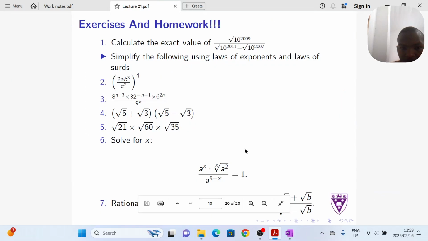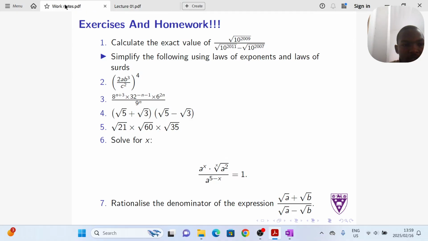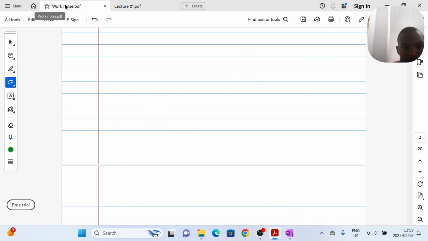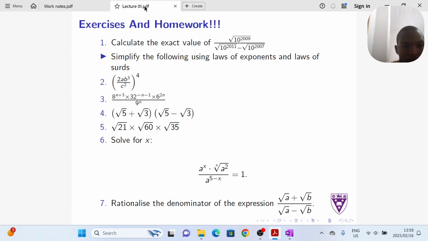So the next problem, we wanted to simplify this. How do we simplify that? It's very simple. Let me look into it. We have (2ab^3 / c^2) all to the power 4. So we want to simplify that. In other words, we just don't want this 4 there.